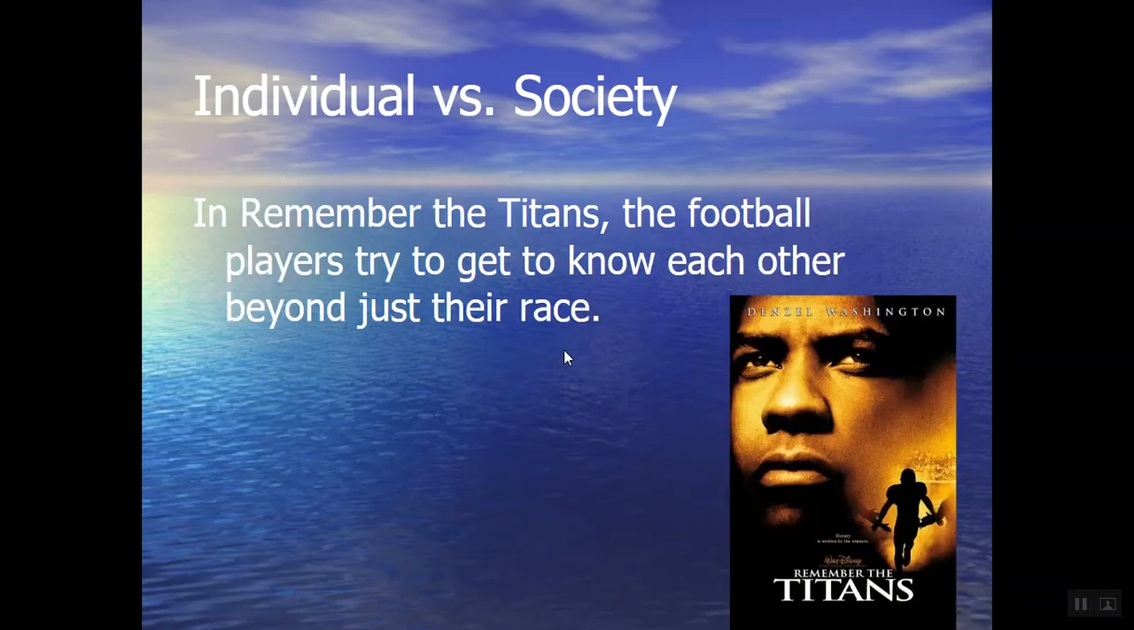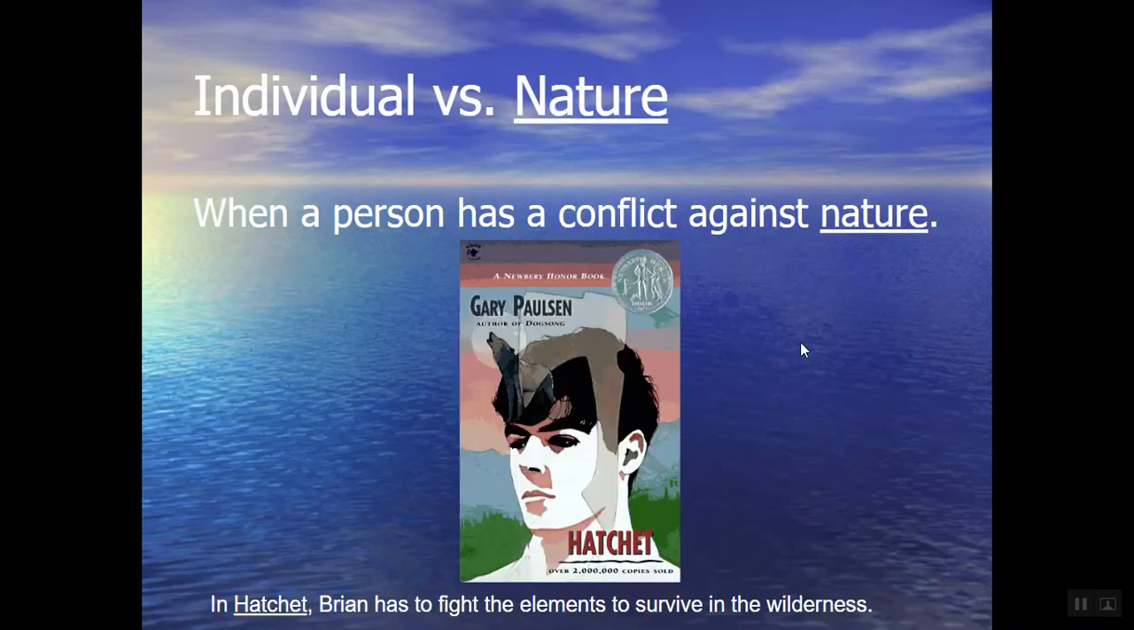Okay. Individual versus society. If you've seen Remember the Titans, that's about race, and that's about accepting each other. So that would be individual versus society. Next, individual versus nature. If you're looking for a book to read for that individual reading assignment at the end of the hyperdoc, this is a really great book.